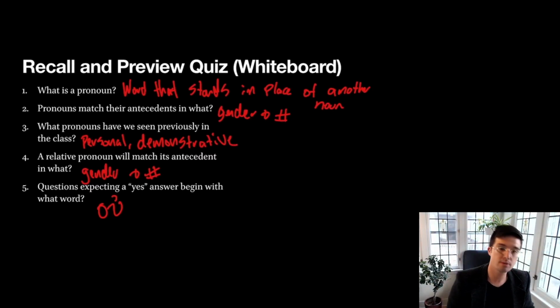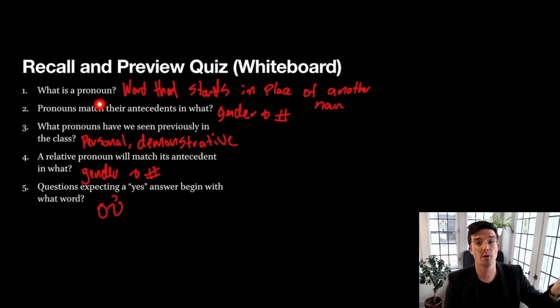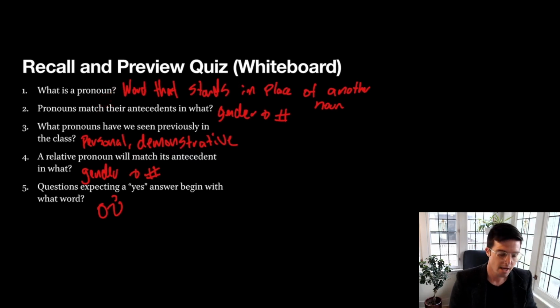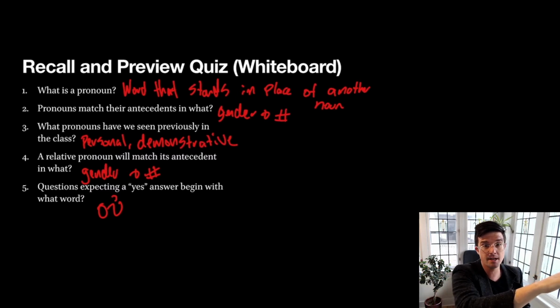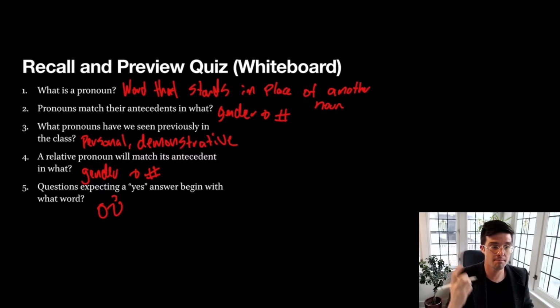So, some review, some new information here. What is a pronoun? A pronoun is a word that stands in place of another noun, usually one that has already been introduced in the context of a discourse. A pronoun is going to match that other noun, namely its antecedent, in gender and in number, but not necessarily in case. Remember, a pronoun can change its case based on its function in a sentence, but the word to which it refers from the previous context, its antecedent, it will match that in gender and in number.